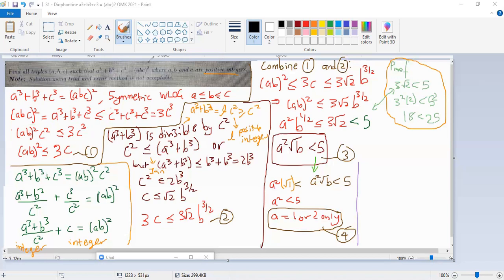Then on this side, I break up this equation based on an integer argument. We factor out the C square, separate it, and bring it to the left. These two parts are integers, so the thing on the left, a difference of two integers, must itself be an integer. So how can that be an integer? A cube plus B cube is divisible by C square. That's what it tells me. So we can write it like this: let A cube plus B cube equal LC square.